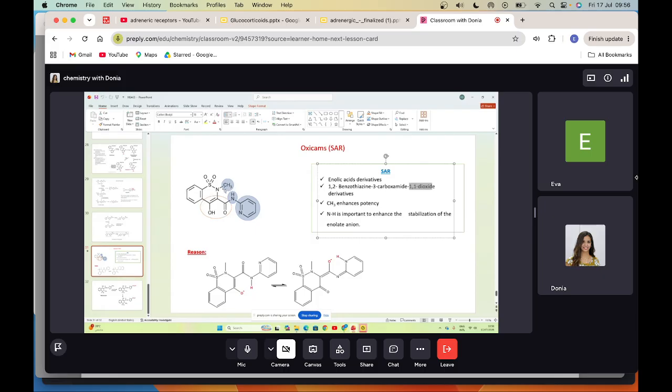The presence of this CH3 group and this ring is very important. It enhances the potency and increases the activity. Probably it also increases the non-coplanarity. Yes, exactly.